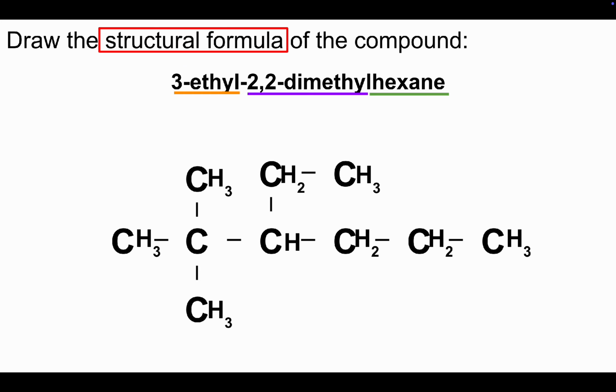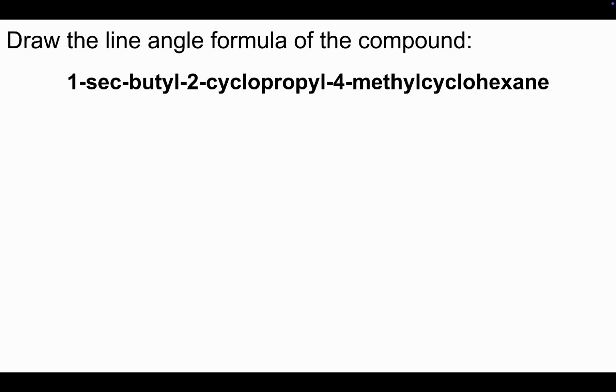Okay, now let's check. So you have hexane, so you have 1, 2, 3, 4, 5, 6. So that's correct. Let's have 2,2-dimethyl. At carbon number 2, you have 2-methyl. So that's 1, 2, 2,2-dimethyl. Correct. Carbon number 3, you have ethyl. So CH2, CH3. Correct.